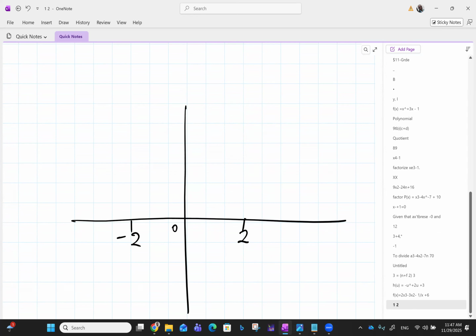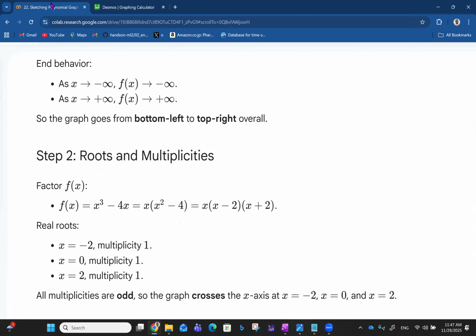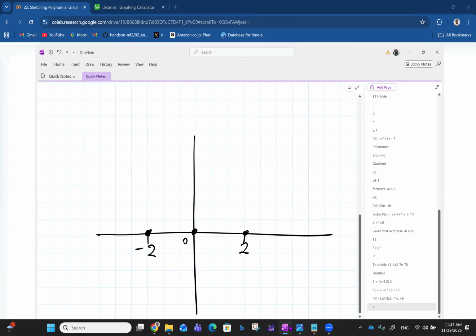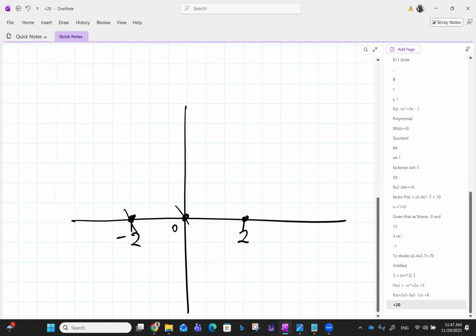So we know the roots are, okay, let me just go. You have roots here: 0, and -2, 0, and 2. So we have roots at those points. We have that first of all. Then next, all multiplicities are odd. So the graph crosses the x-axis at -2, 0, and x equals 2. So we can make it bold to do this first of all. So you have crossing, crossing, crossing. Okay, let's see how that's going to come up.